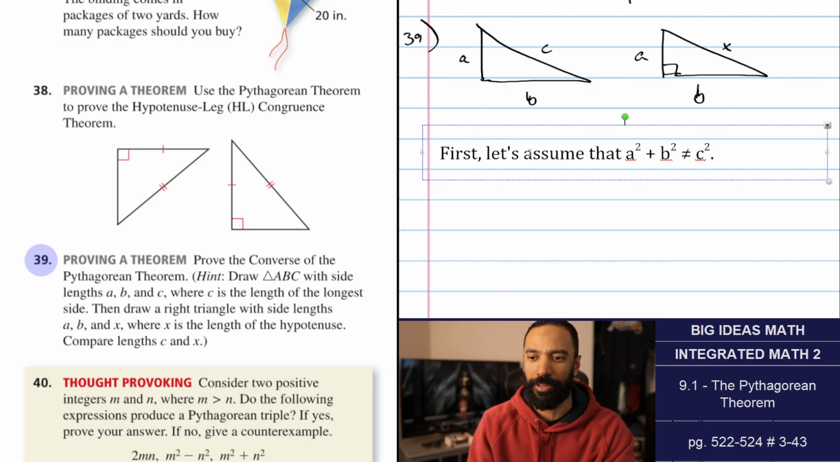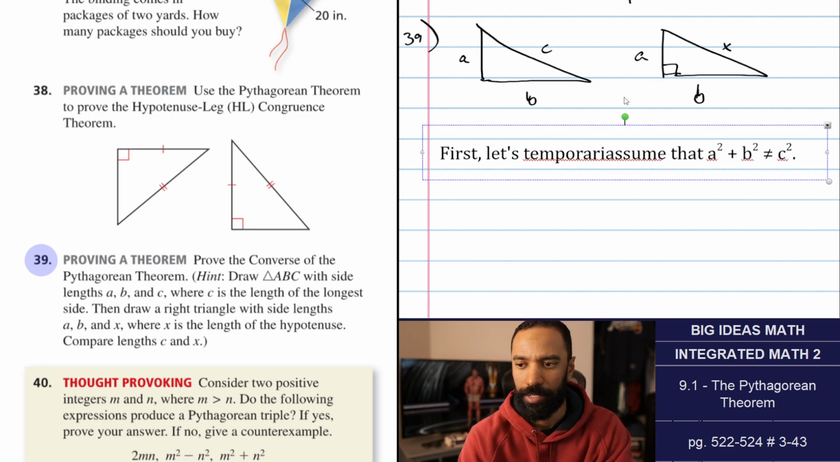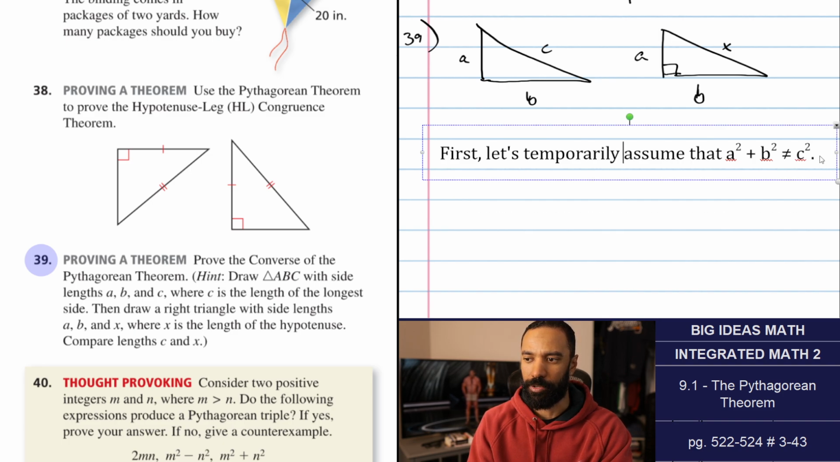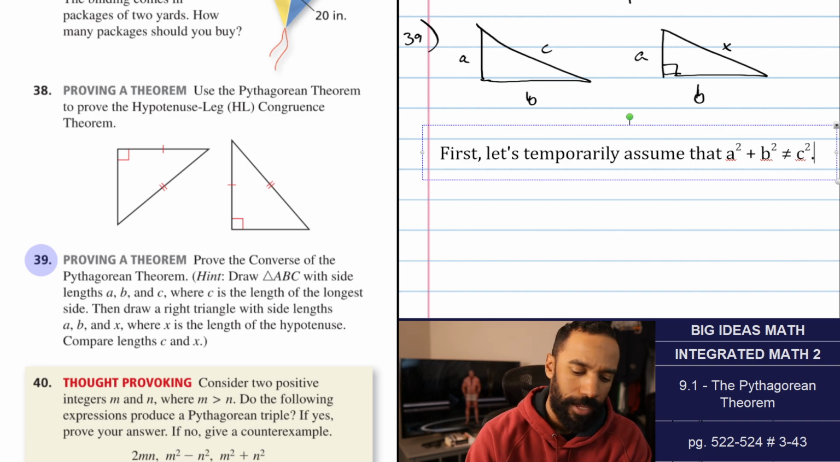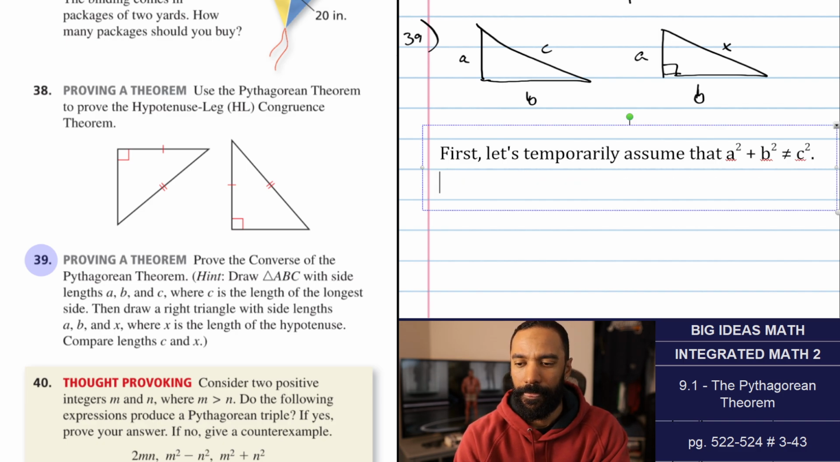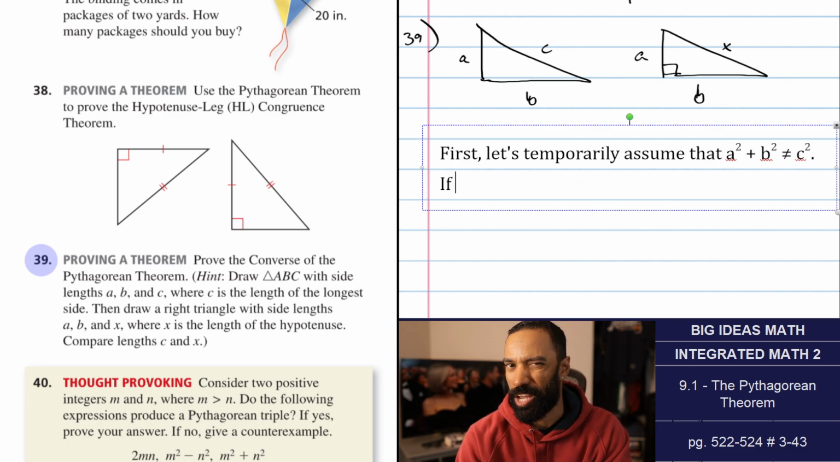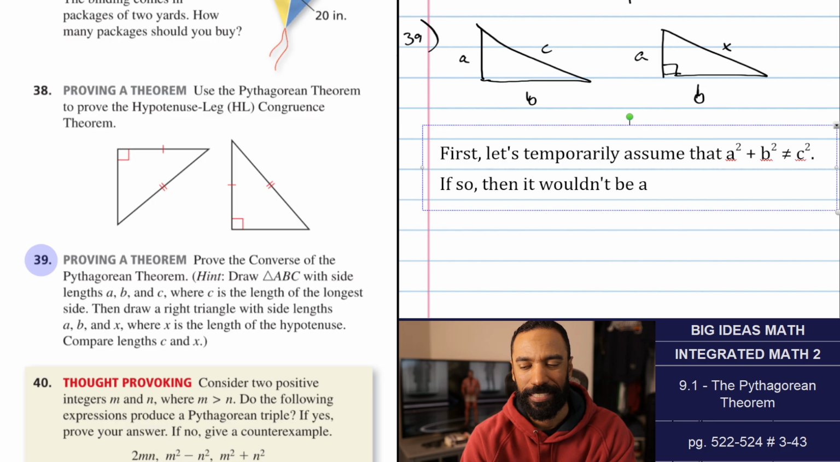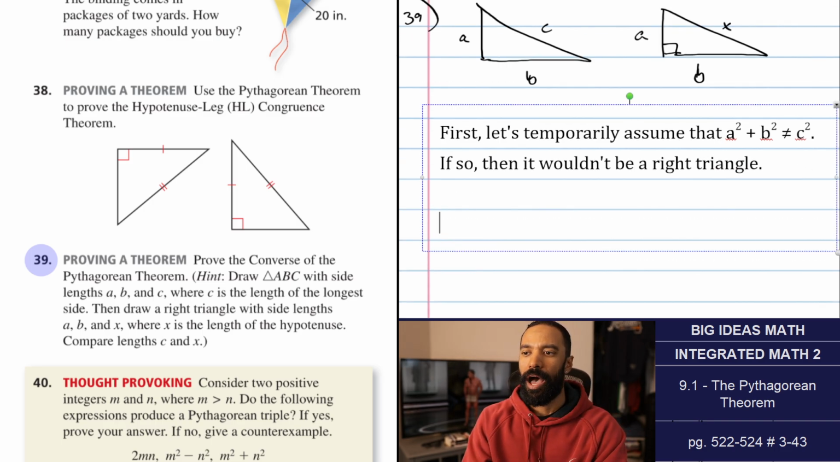Let's temporarily assume that A squared plus B squared does not equal C squared. If so, then it's not a right triangle. I'm trying to think if I need to say that yet. If so, then it wouldn't be a right triangle. I might not have to actually say that part, but it wouldn't be a right triangle.